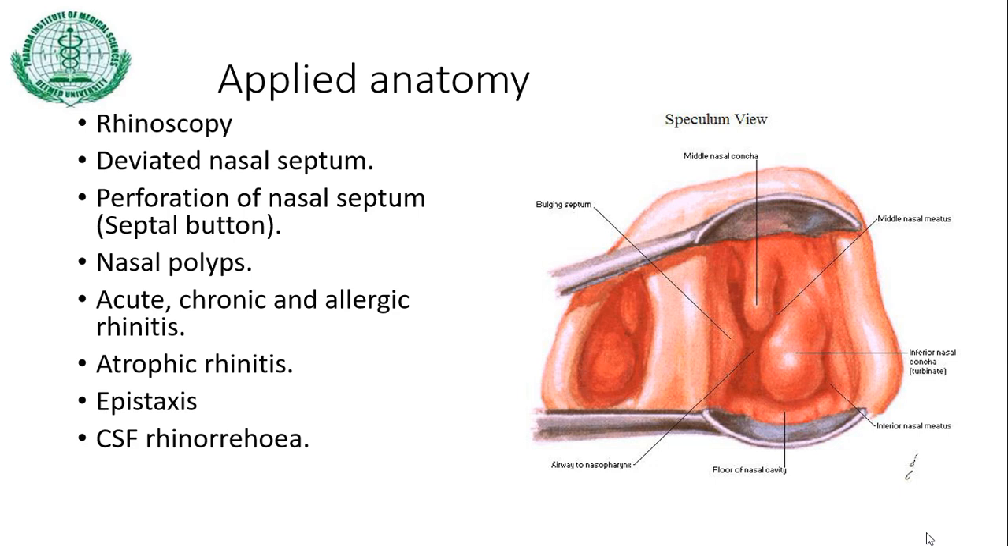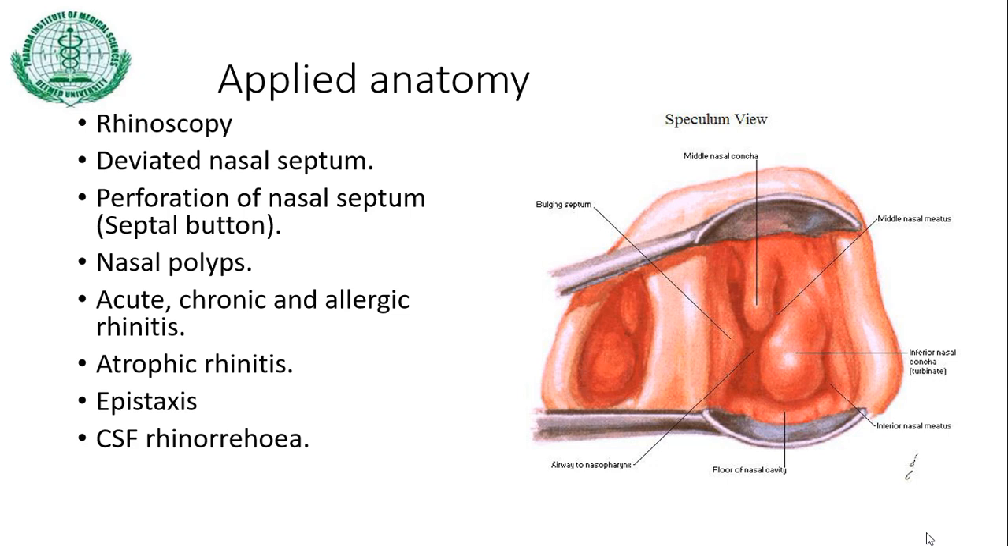In atrophic rhinitis, the tissue that lines the nose, that is the mucosa, gets shrunken, and that leads to the shrinking effect known as atrophic rhinitis. Causes of it might be autoimmune diseases, chronic sinusitis, poor nutritional status, or hereditary factors.